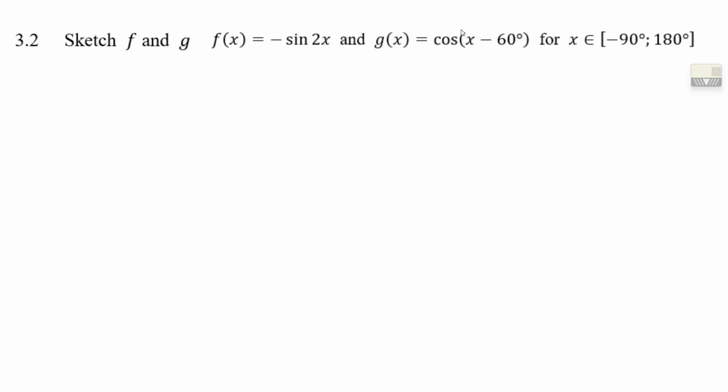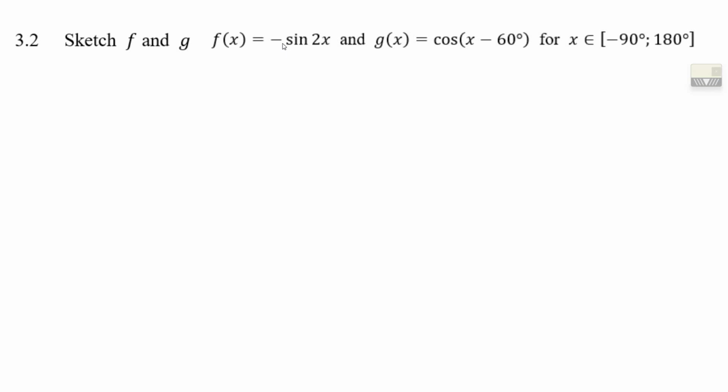Okay, we're going to sketch these two graphs now. f of x is minus 2 sine 2x, and g of x is cos of x minus 60. If you know your theory about graphing trig functions, that little 2 changes the period and the step. Instead of a period of 360, which is normal for sine, it's 360 divided by 2. It's 180 degrees to go through a complete wave. And the step should be 45 degrees.